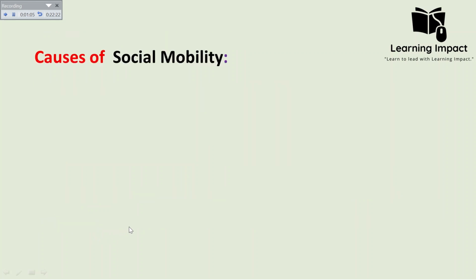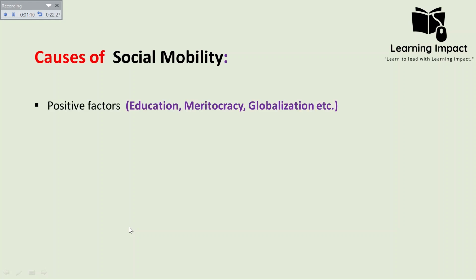Now we have to discuss the causes of social mobility. There are various factors. First are the positive factors, including education, meritocracy, and globalization, which have always resulted in upward social mobility. If you have more access to education, of course, it will lead to more occupational opportunity, which can lead to upward movement in a society.